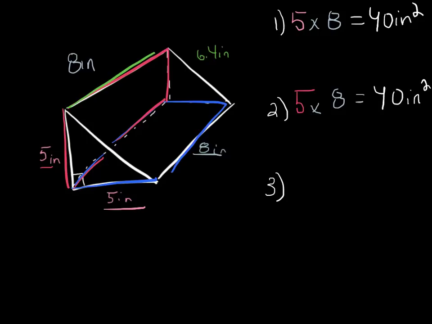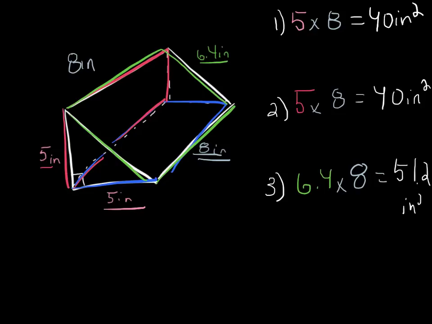The last rectangle is formed by the diagonal or the hypotenuse of the triangle and the length of the prism. So its dimensions are 6.4 inches multiplied by our 8-inch length of prism, which gives us 51.2 inches squared.